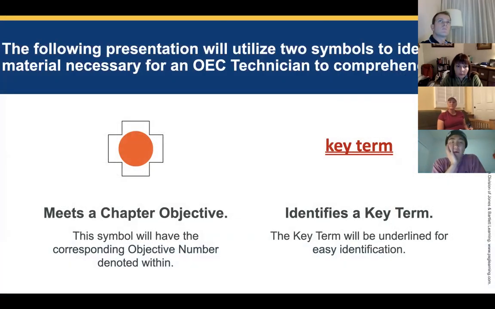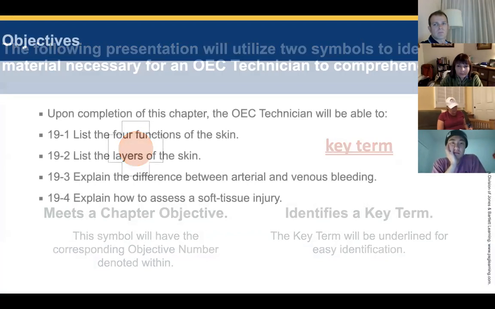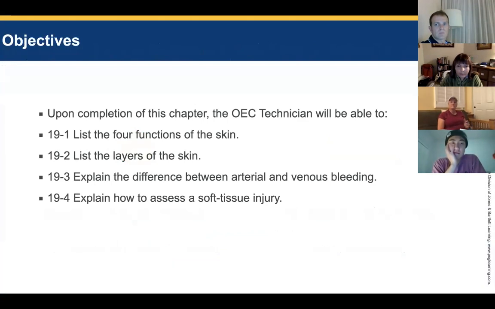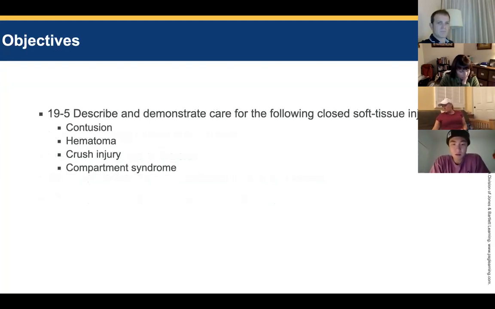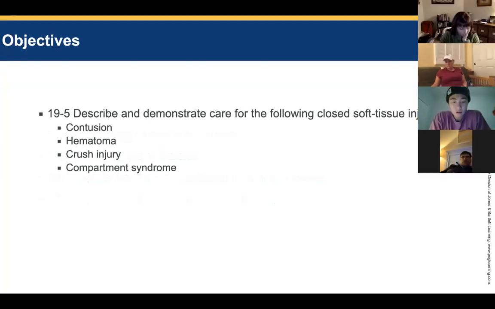You guys are familiar with all this because you've been doing it for 18 weeks now, or 18 sessions now, right? So you'll be able to list 4 functions of the skin, list the layers of the skin, explain the difference between arterial and venous bleeding, explain how to assess a soft tissue injury, describe and demonstrate care for the following closed soft tissue injuries.